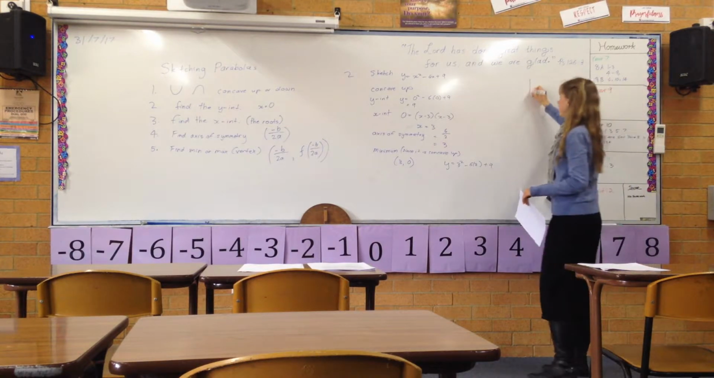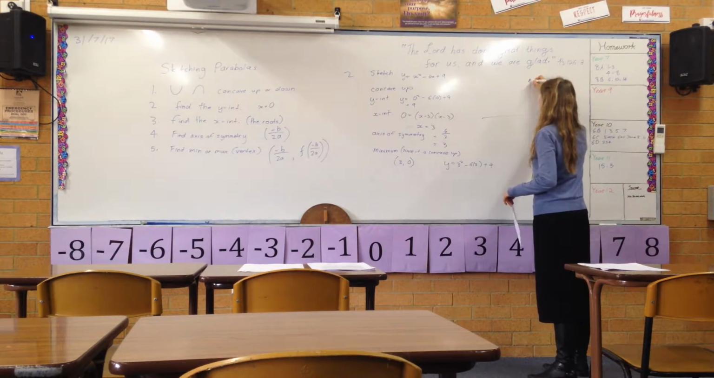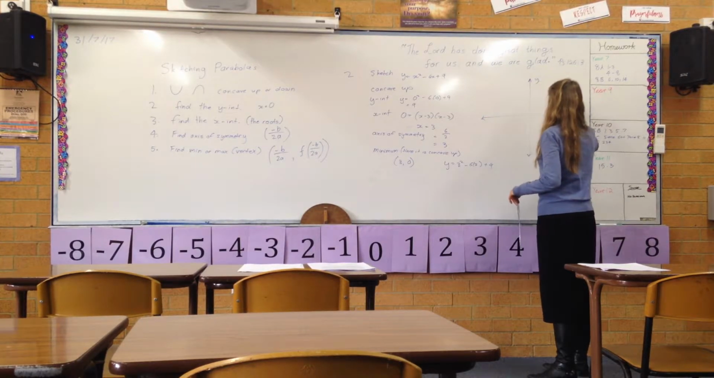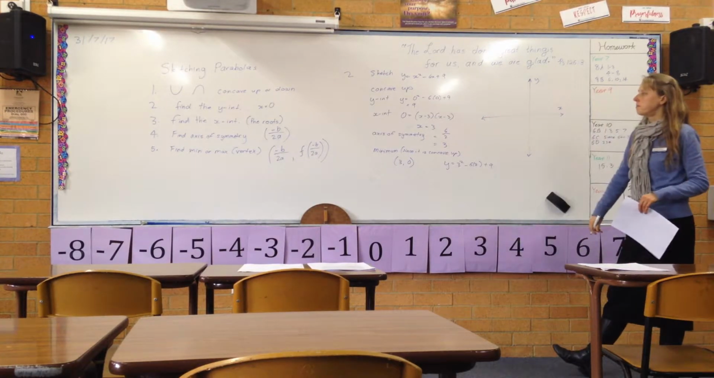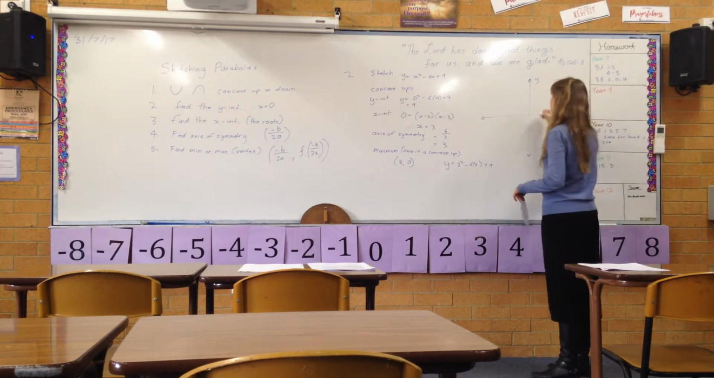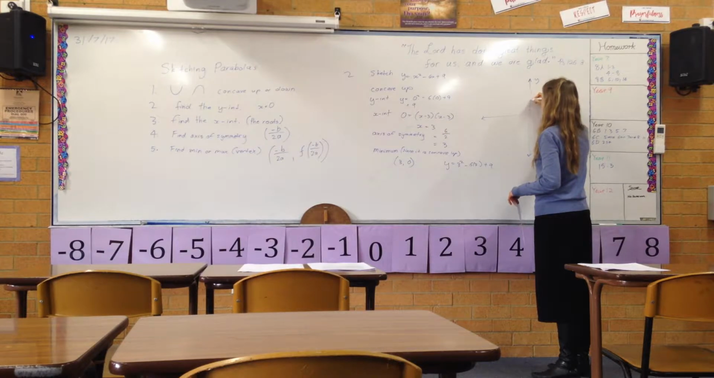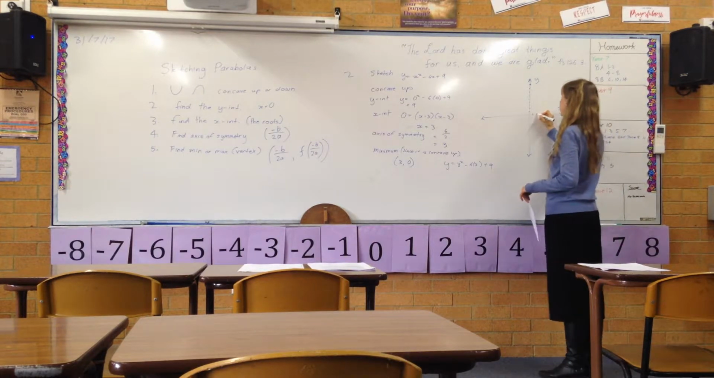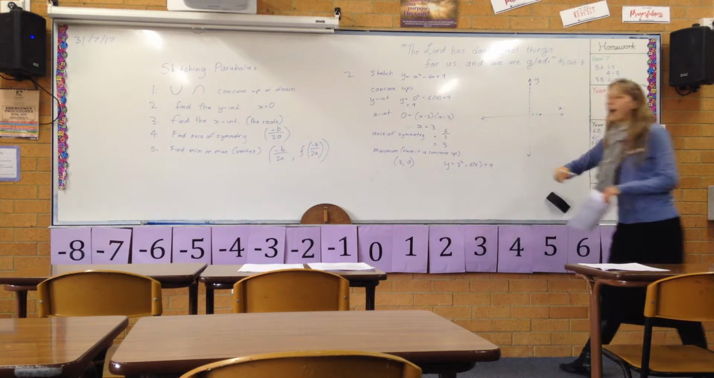So, draw your lines, put your arrows on. Label it X and Y. Okay. It's concave up. We know that. The y-intercept, it crosses y at 9. 1, 2, 3, 4, 5, 6, 7, 8, 9. Okay. X-intercept is 3. 1, 2, 3. There I have my x-intercept.